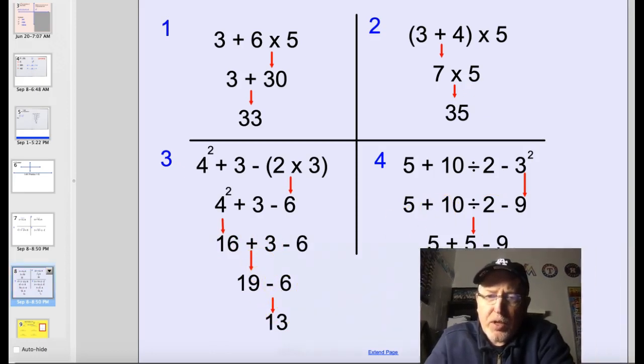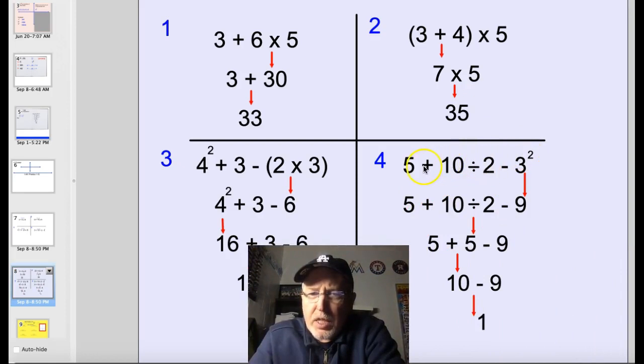This one here, let's see, we've got addition, division, subtraction, and an exponent. No parentheses, so we go right to the exponent. 3 squared is 9, and then we have addition, division, subtraction. We do division. 10 divided by 2 is 5. Now we have addition and subtraction. Well, that's easy. First come, first serve. 5 plus 5 is 10. 10 minus 9 is 1.